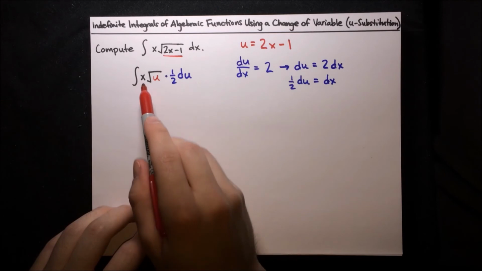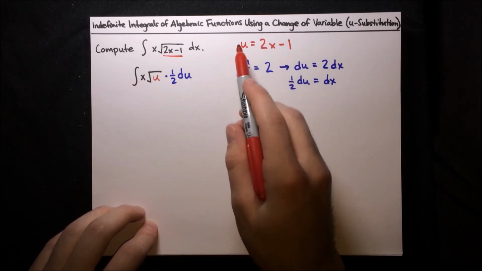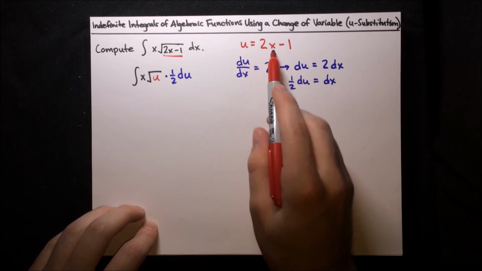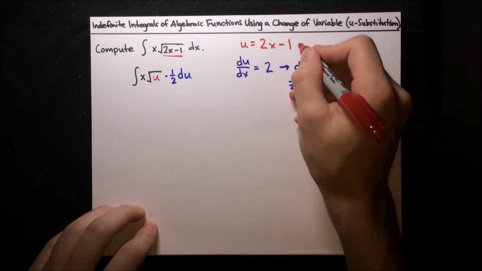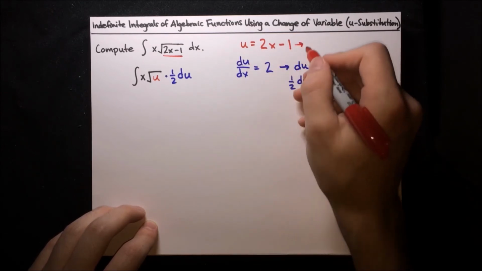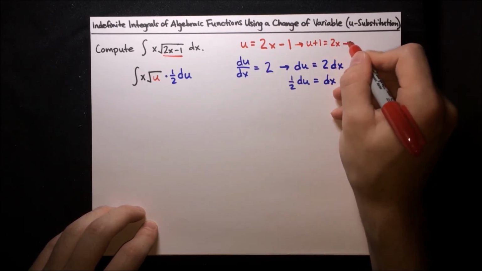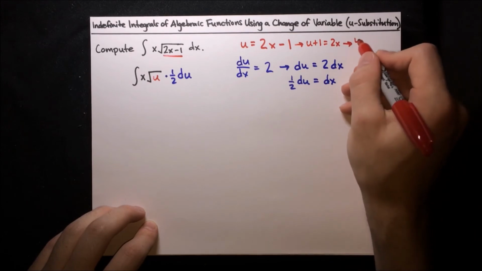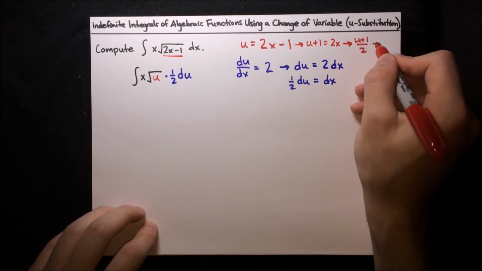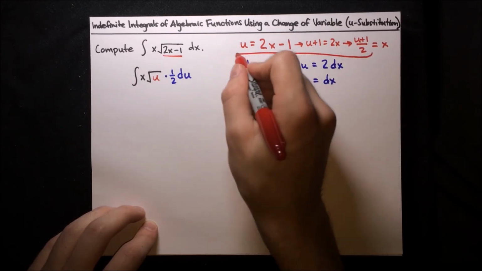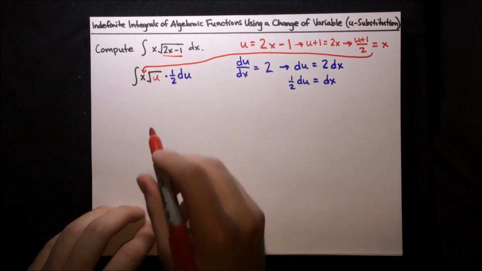Well, we can express x in terms of u. We have an equation, u equals an expression of x, so let's just work backwards to figure out what x is in terms of u. So maybe add 1 to both sides, u plus 1 equals 2x, and then just divide both sides by 2, u plus 1 over 2 equals x. And now this is what we're going to substitute in for that x over there.